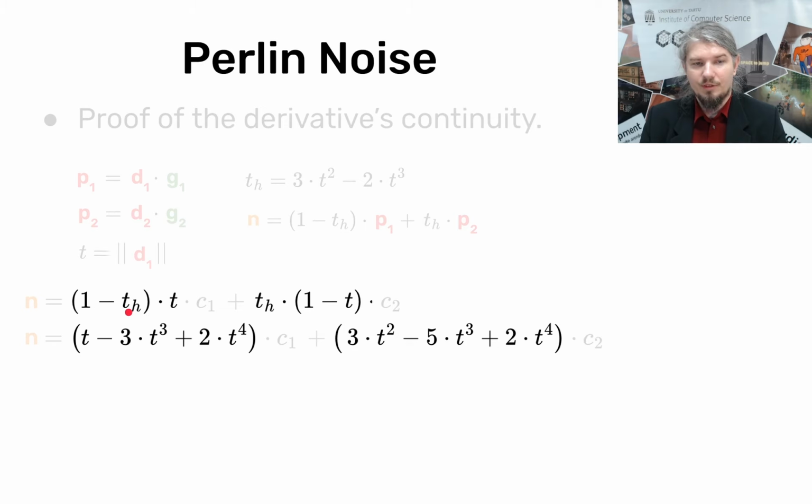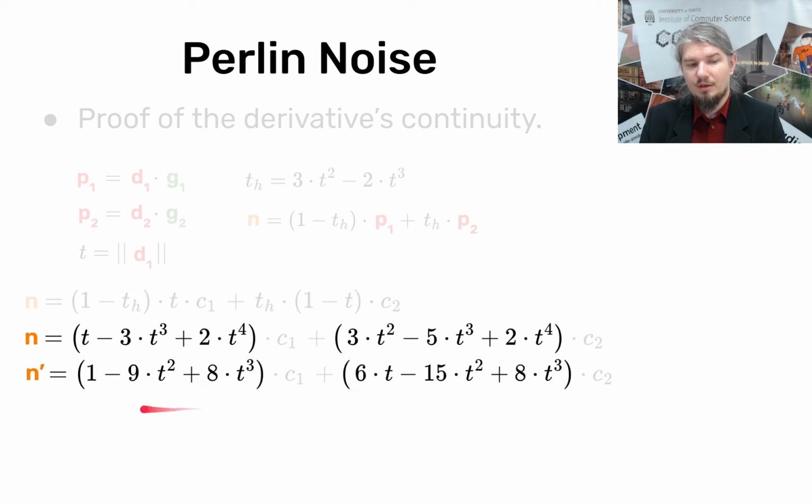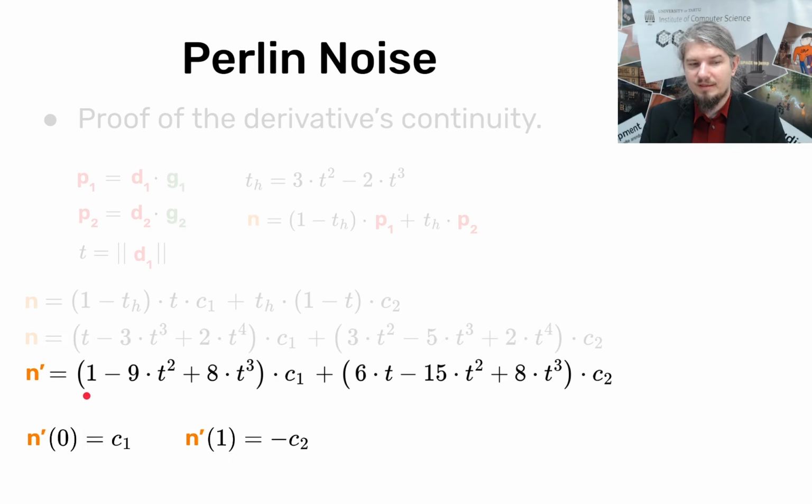So let's write out our th as this polynomial that we had, and this is also multiplied with t, so the factor here is going to be t minus 3 times t cubed plus 2 times t to the fourth, and similarly we can write it out here. So it's going to be th times this 1 minus t, and this will be the result. And now we can also find the derivative. So if we take the derivative of these components here, we get these factors. And now let's see again what the derivative of our noise is at t equals 0 and t equals 1.